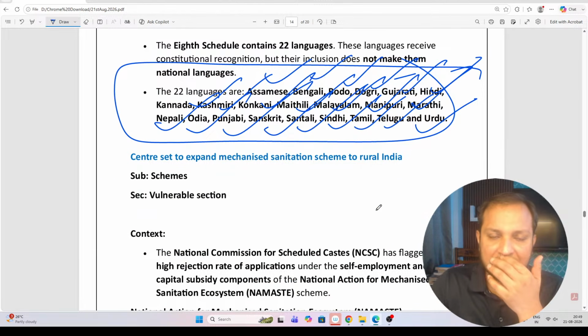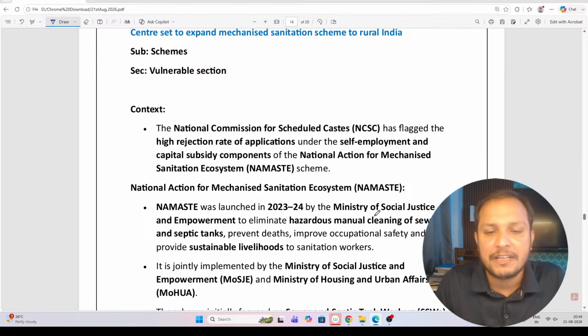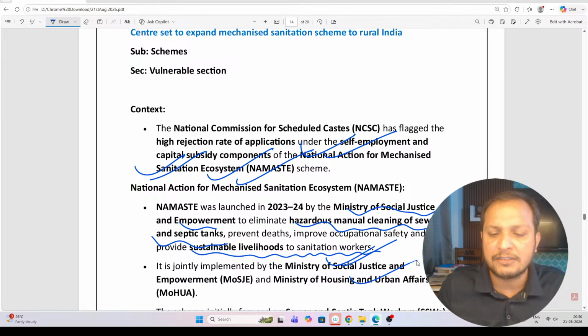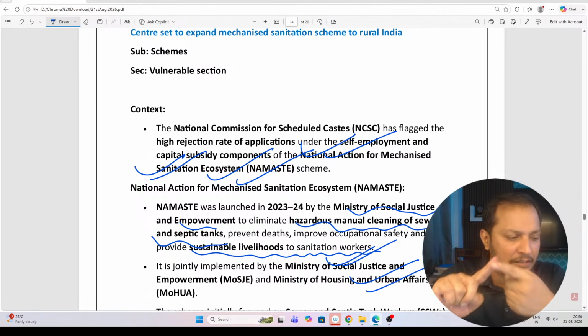Okay. Next, guys, there is one scheme, the NAMASTE scheme. What is the NAMASTE scheme? National Action for Mechanized Sanitation Ecosystem. Guys, this is a scheme under the Ministry of Social Justice to eliminate manual scavenging of sewages and septics and for sustainable employment for the sanitation workers. So this scheme is for sanitation workers. It is implemented by the Ministry of Social Justice and the Ministry of Home Affairs. So two ministries are involved here.